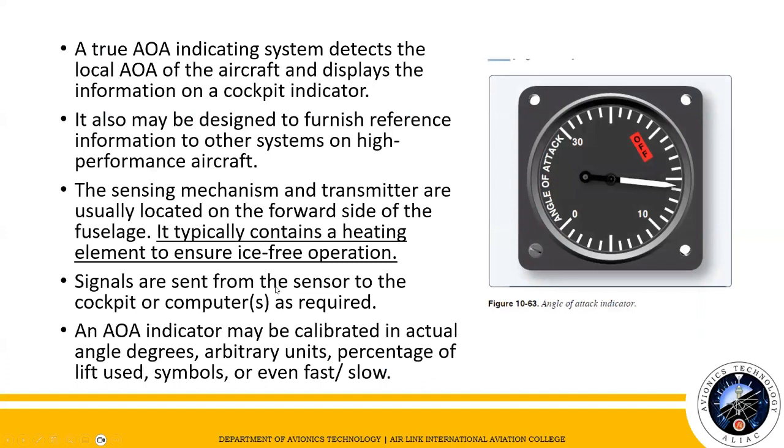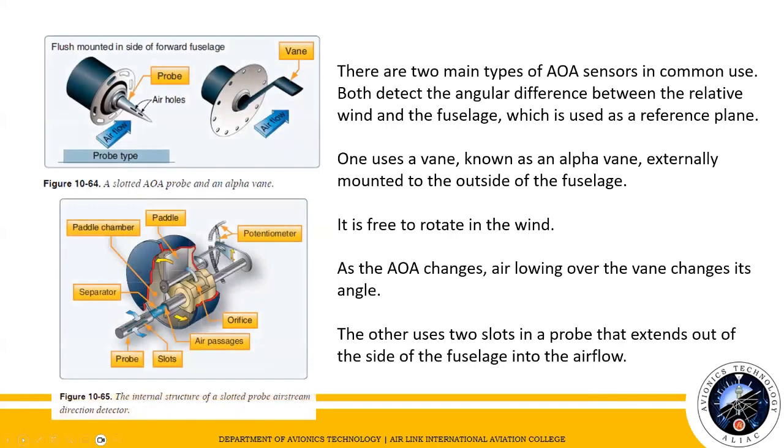So dito, pinapakita natin, there are two main types of AOA sensors. Ay, ito pala. Sorry. Nabanggit ko na pala siya. So there are two main types of AOA sensors in common use. Both detect the angular difference between the relative wind and the fuselage, which is used for reference plane. So yung isa gumagamit ng vane, and vane, yung nakikita nyo sa right side, and then yung isa, yung probe.